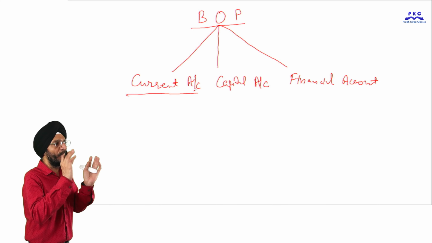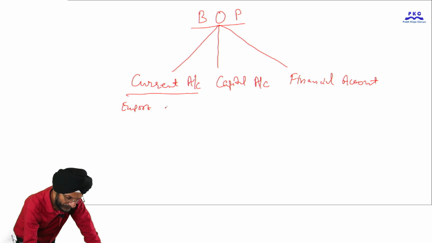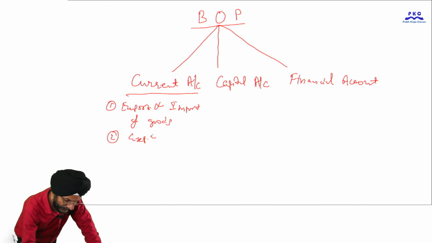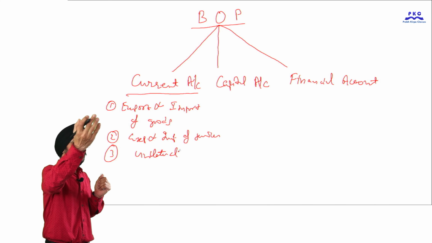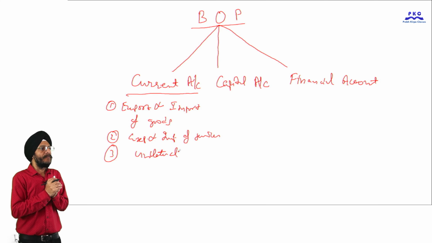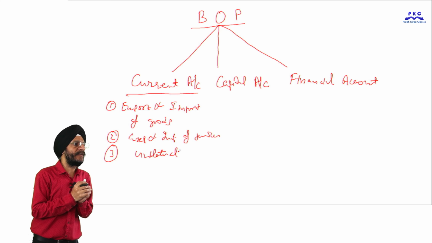in the current account of balance of payment, we discuss export and import of goods, export and import of services, and unilateral transfers. Unilateral transfers are one-time transfers. That is, we do not get anything in return. When we give aid to other countries on humanitarian ground, we do not receive anything in return.